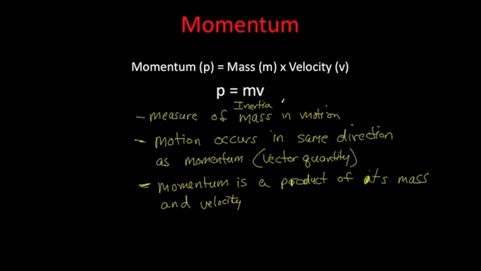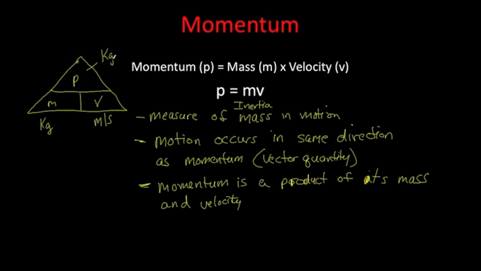Now, we can put this into a momentum formula triangle. What are the units for momentum? Well, think about it. The units for mass, generally speaking, are grams, or in this case, we're going to use kilograms. And the units we use to measure velocity are meters per second. So the units for momentum are going to be kilograms times meters per second.